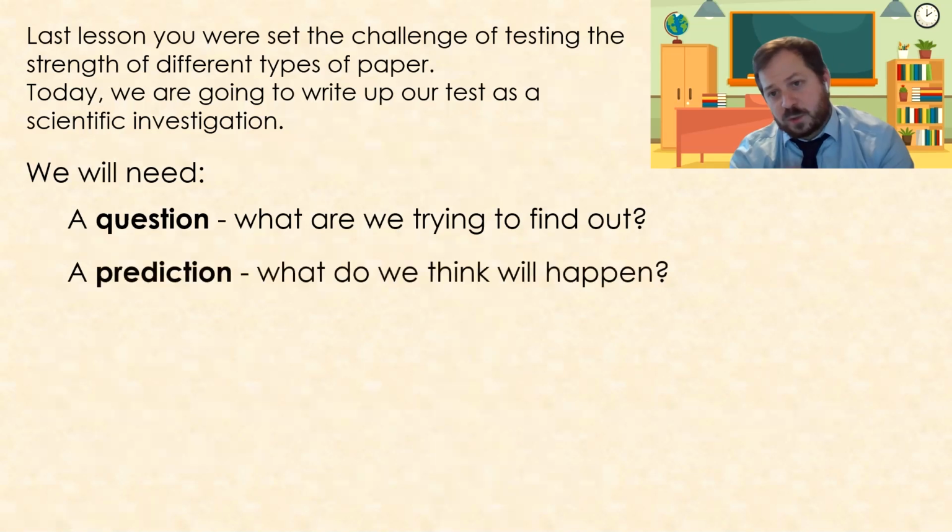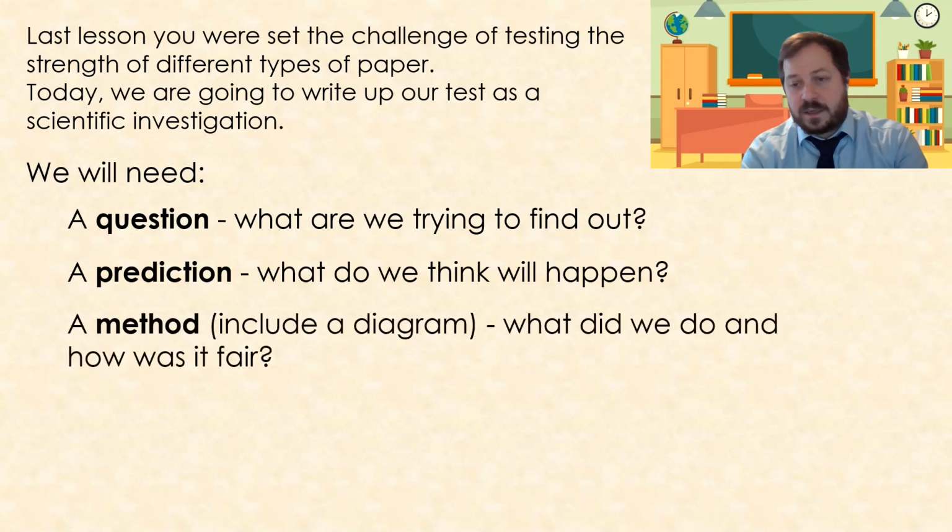Then you need a prediction. So what do you think is going to happen? And this is quite an important one because the majority of the time you have what's called a hypothesis or a prediction, which is what you're trying to test. You know what your question is, you have an idea of what your answer is, but what you're testing is to see whether you're right or wrong. And if you're wrong, why?